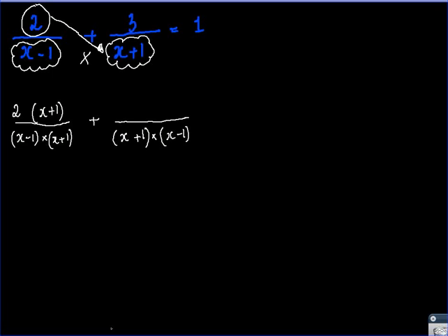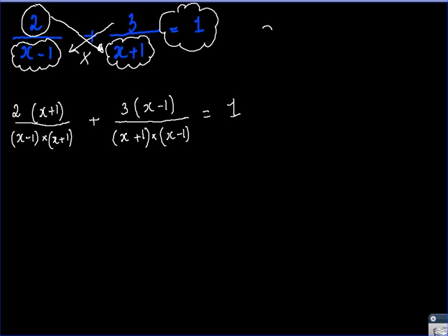Next, I'm going to cross multiply the 3 with x minus 1. So again, I'm going to do 3 brackets x minus 1. On the other side, you've got the equal to 1, and you leave that as it is for now. Your next step is to expand the brackets.